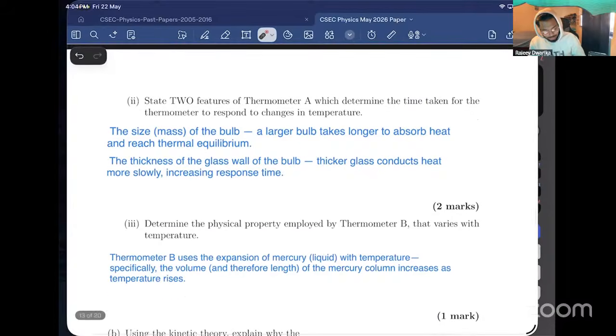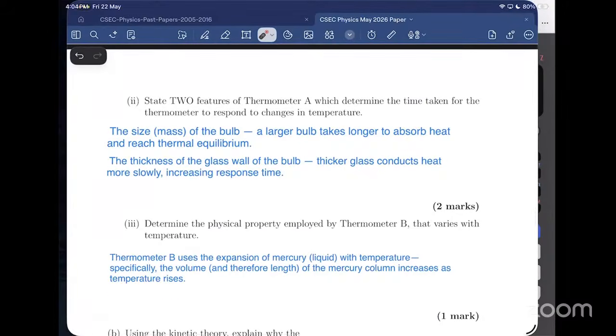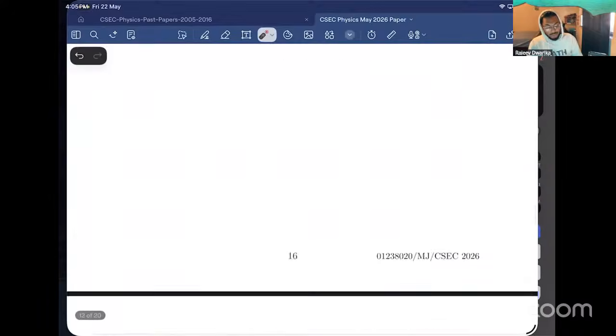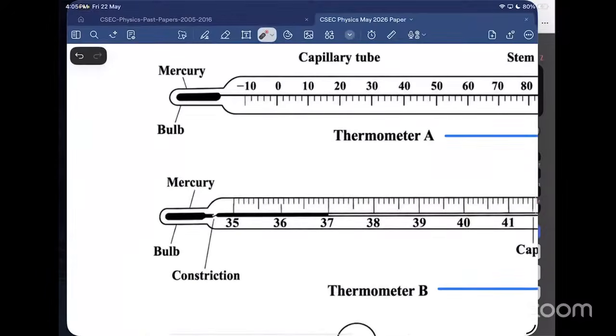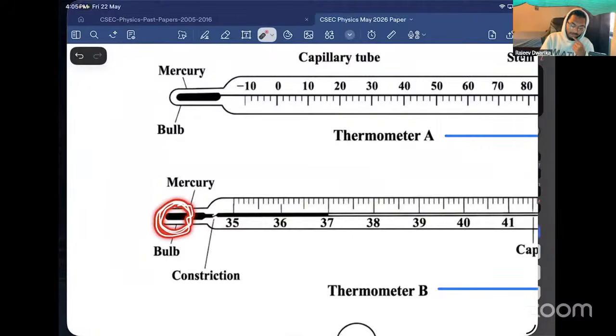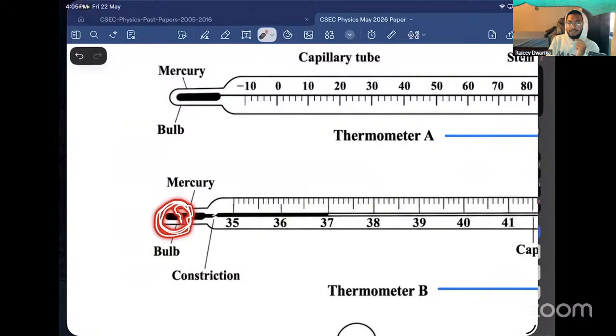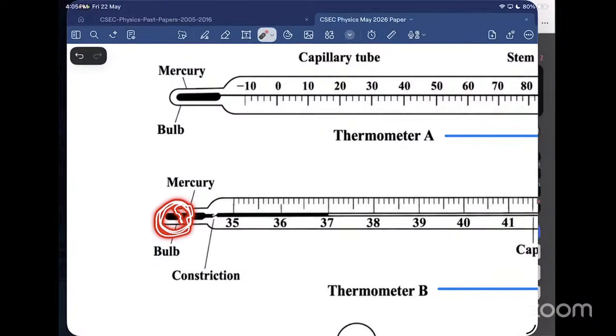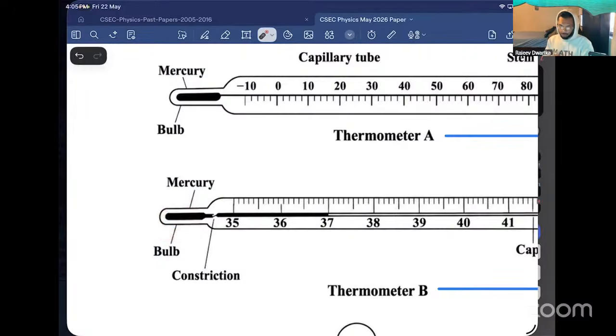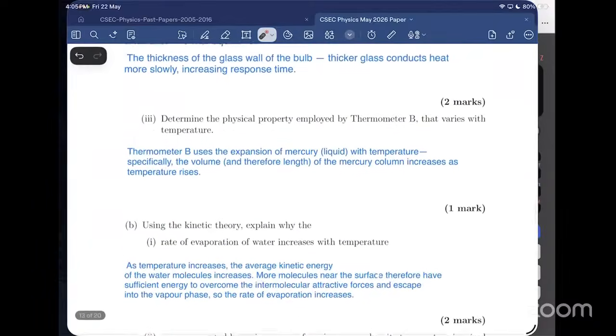Determine the physical property employed by thermometer B that varies with temperature. Guys, if I apply heat here to the mercury, what happens to the mercury? Applying heat, an increase in kinetic energy will happen. It will move up. Why? Because what's increasing? The temperature is increasing. Okay, I can talk about V. Velocity. Nah, not velocity. Volume. Nikolai, volume. Oh, that's it. You have to say volume.